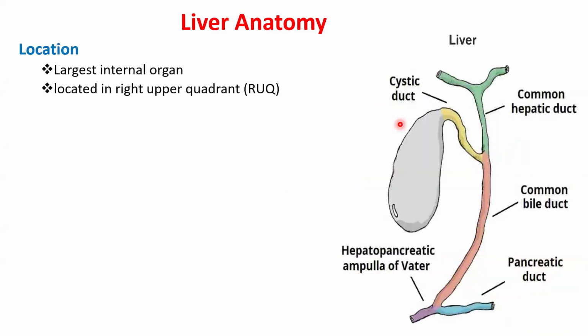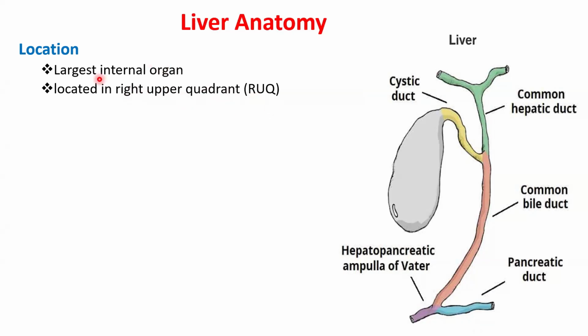In terms of anatomy, the liver is found in the abdomen, but where specifically? It's found in the right upper quadrant. You divide the abdomen into four quadrants: the right upper quadrant, the left upper quadrant, the left lower quadrant, and the right lower quadrant on either side. So the liver will be found in the right upper quadrant of the abdomen.